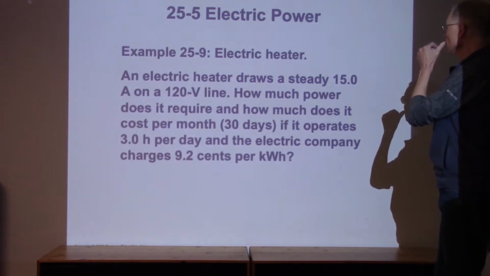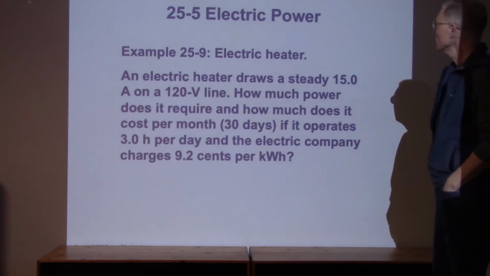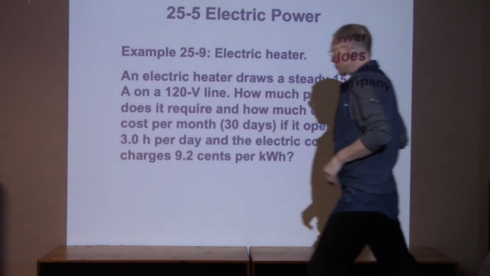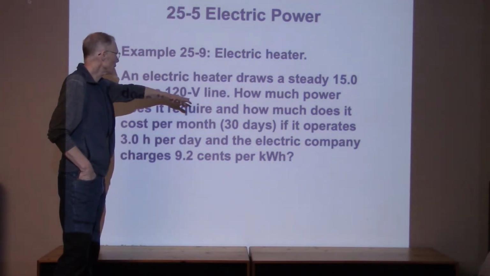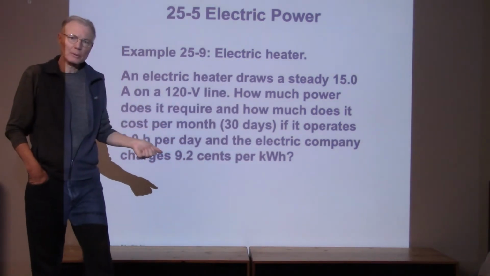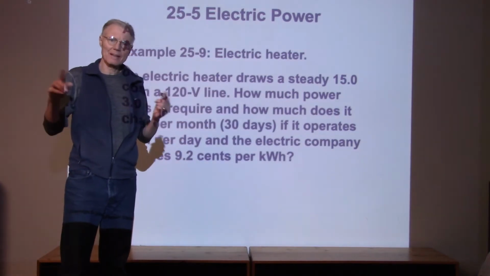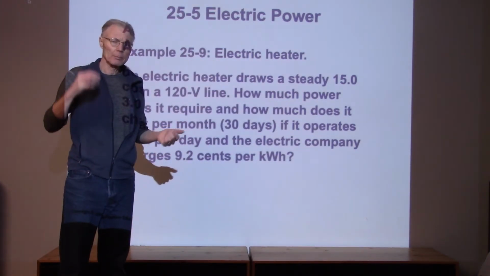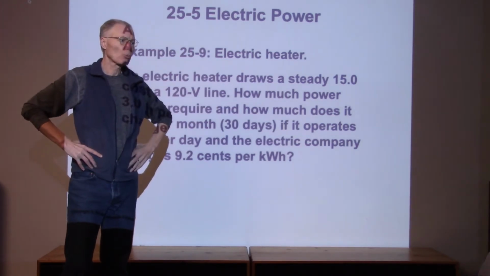Here's an example. Let's say we have an electric heater. It says this electric heater is attached to a 120 volt line. So we plug this into an outlet, right? And the outlets are 120 volts. Now that's not DC, that's AC. But we can still do the problem if we remember from lecture 1.